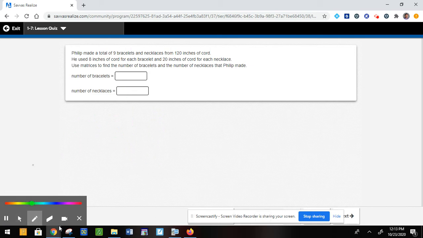All right, for this one, it says Philip made a total of 9 bracelets and necklaces from 120 inches of cord. He used 8 inches of cord for each bracelet and 20 inches of cord for each necklace. Use matrices to find the number of bracelets and number of necklaces that he made. So you're going to make 2 different equations. This is only going to be a 2 by 2. So we'll say x is the number of bracelets and y is the number of necklaces. So we have to write the equations first, then we can use matrices.